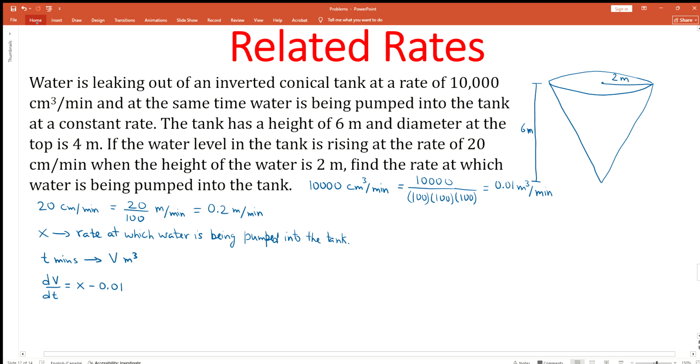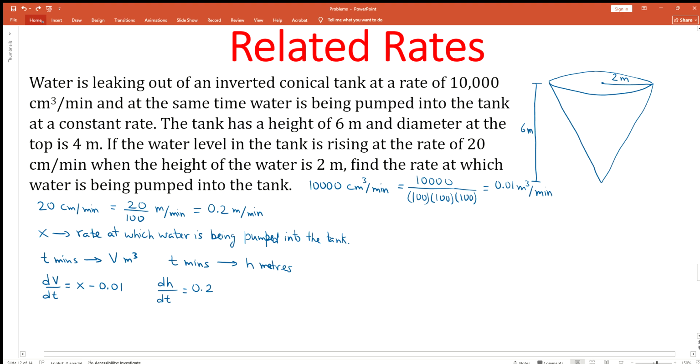We are also given that the water level in the tank is rising at the rate of 0.2 meter per minute. Let's assume at time t minutes, the height of water in the tank is h meters. So as per the problem, dh over dt is equal to 0.2. We have to use all of this information to find the value of x.